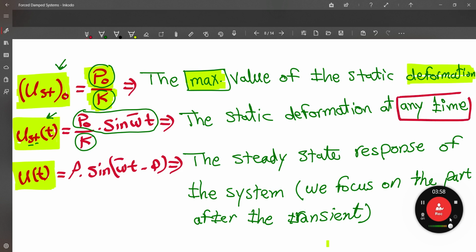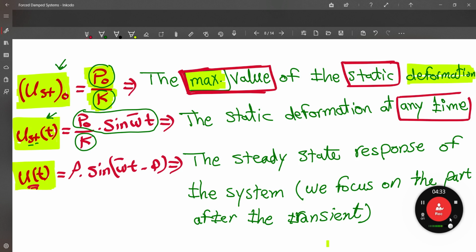So here we are talking about the maximum value of the static deformation, which is related to the maximum amplitude. However, in the second, U static T means the static deformation at any time due to only the force. They are close to one another, but we can consider U static node the maximum value for the second case. And the third one is U of T, which is the dynamic response.